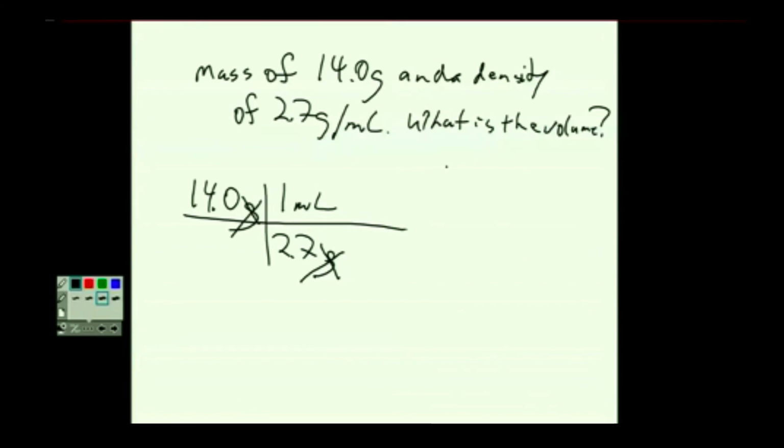So what is this? 5.18. 5.2 milliliters. 2 sig figs, right? Density's measured. So 2 sig figs there.